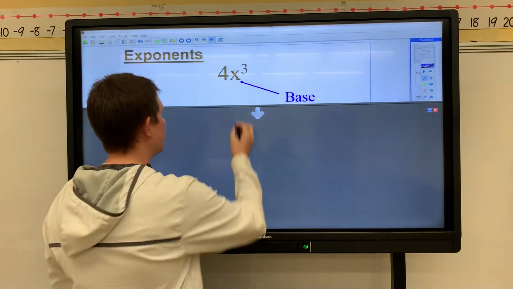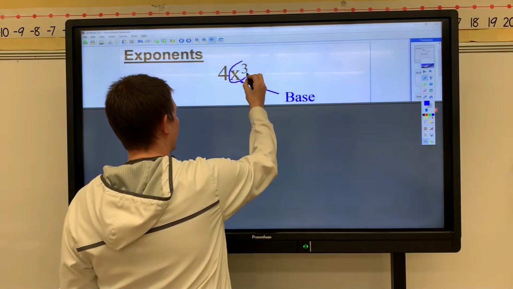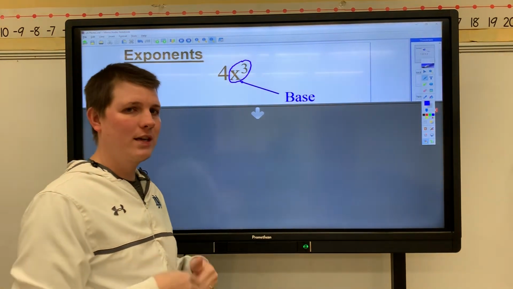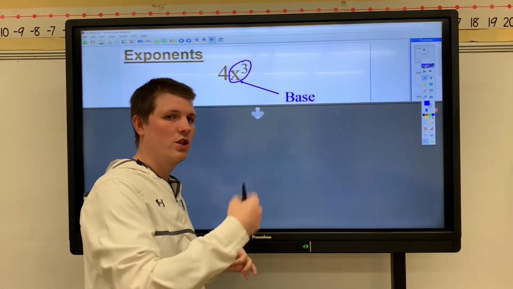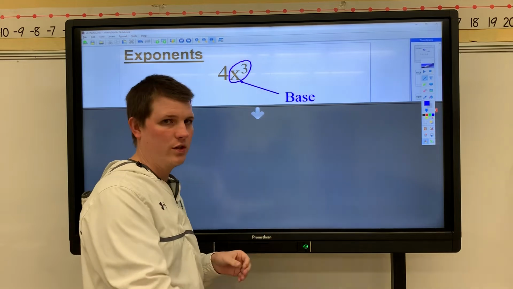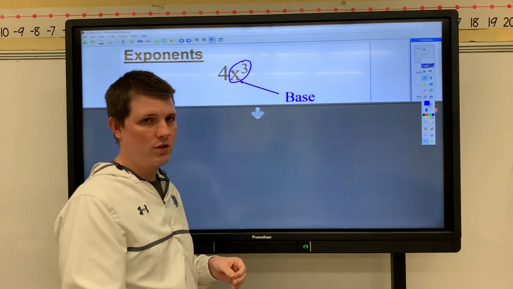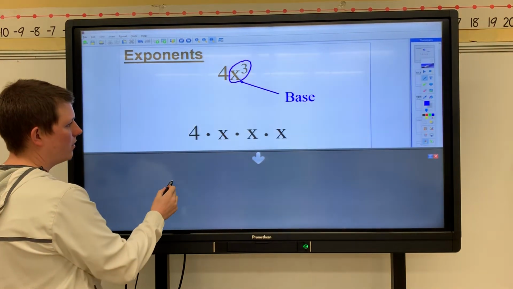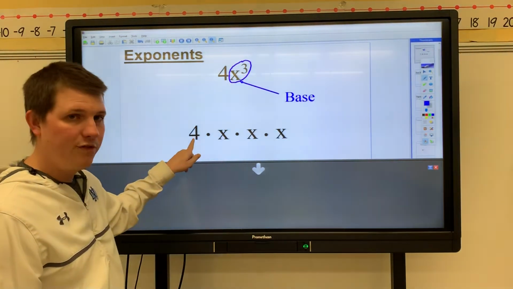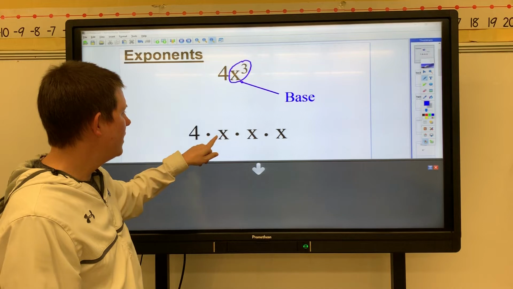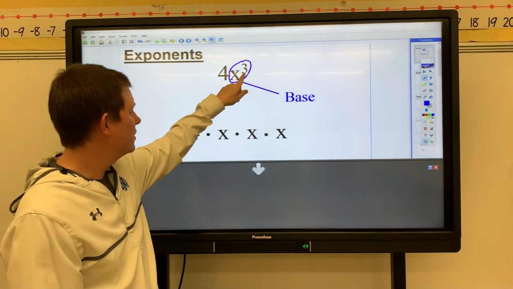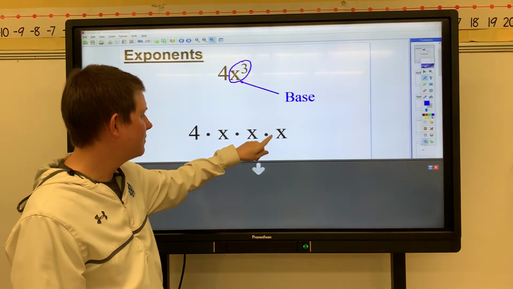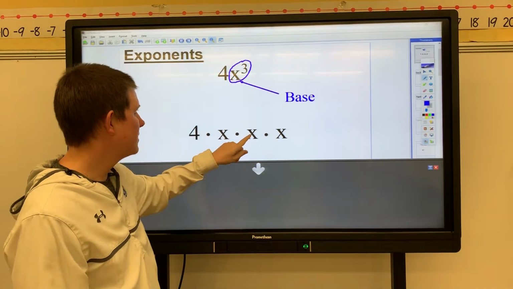So in this case, the 3 and the x is your base. The 3 is talking to the x. It's x to the third. It's not 4 to the third. It's not 4x to the third. It's x to the third. What this is actually saying is if I were to write this out, it is 4, and 3 x's. X to the third means x times itself 3 times. X times x times x.